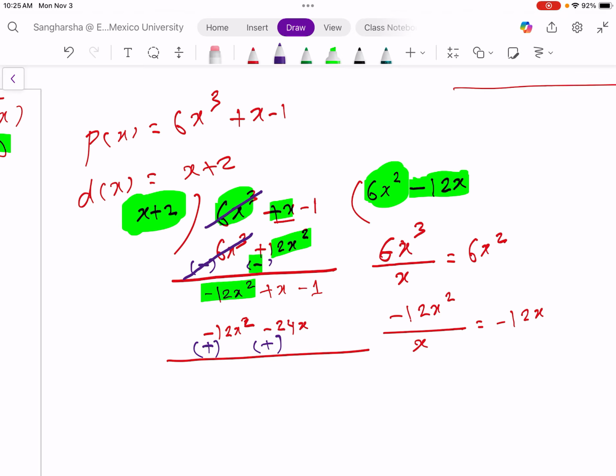Now positive 12x squared, negative 12x squared, 0. Now we have positive 24x plus x. What is that? Positive 25x. And we drop the remaining term, negative 1, as it is.